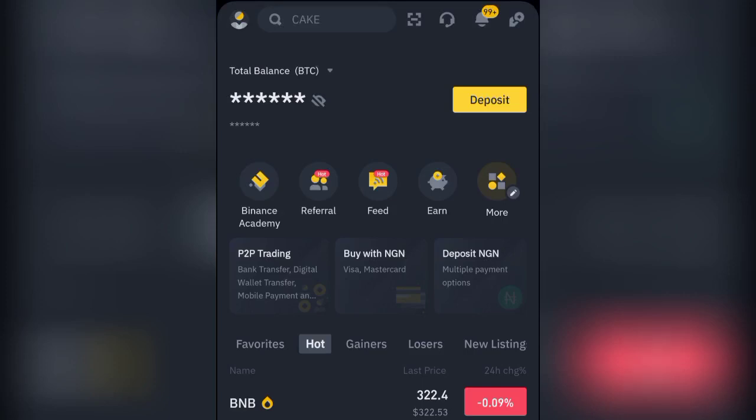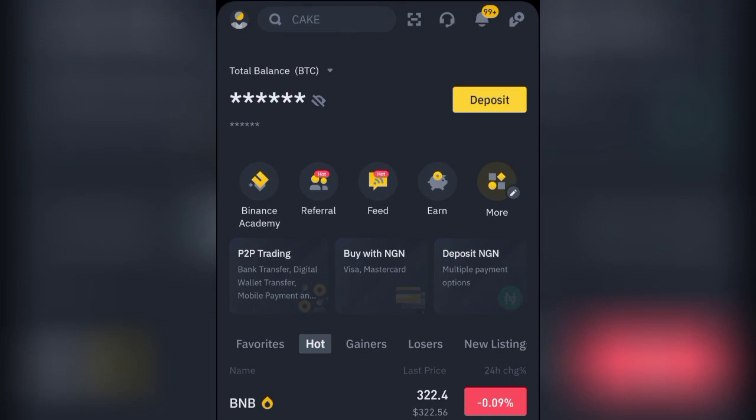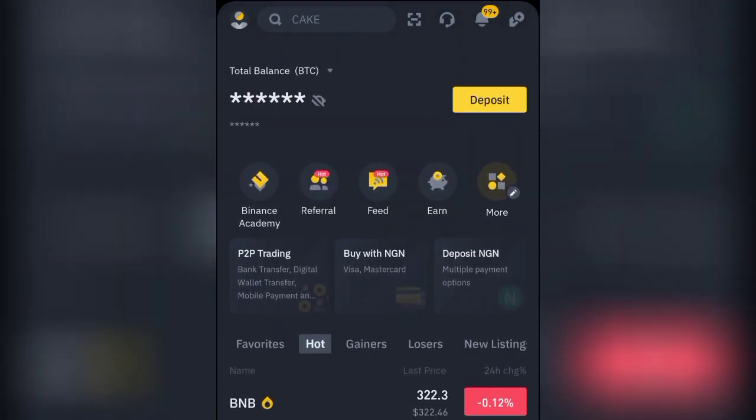Hello guys, a lot of persons have been reaching out to me telling me that they don't understand leverage and how to utilize it to make more money in futures trading. So in this video, I'm going to be showing you a step-by-step guide on how to utilize leverage to make more money in futures trading, and also telling you everything you need to know about leverage.